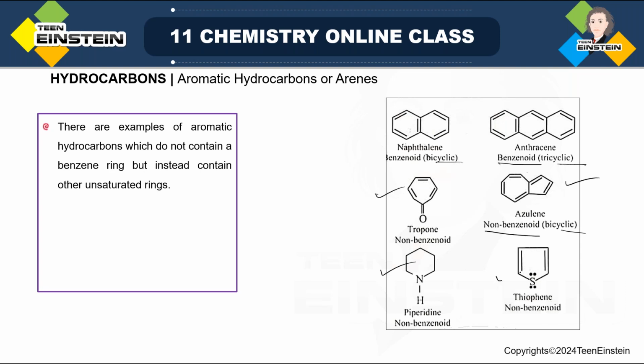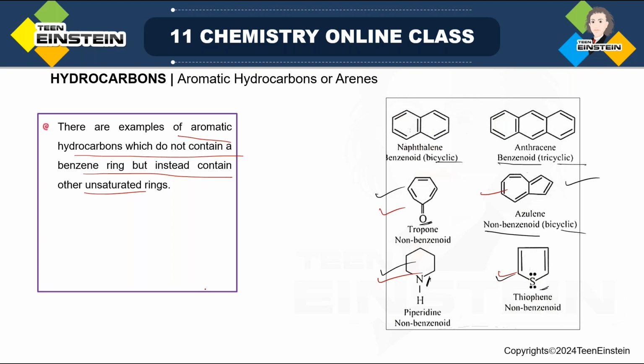Now these three structures, though we are discussing hydrocarbons, and you may think that these are not hydrocarbons, and yes, you are right, these are not hydrocarbons. These actually contain some heteroatoms. Oxygen is present, N is present, sulfur is present, but I still want to give you some information, and that is why these structures are shown here, so that you can differentiate between benzenoid and non-benzenoid structures. There are examples of aromatic hydrocarbons which do not contain a benzene ring, but instead contain some other unsaturated ring, for example these 4 molecules.